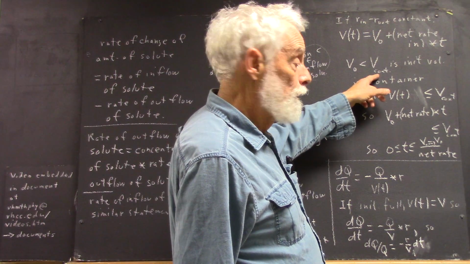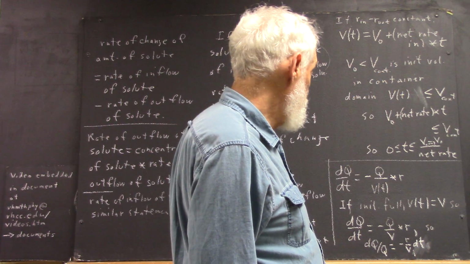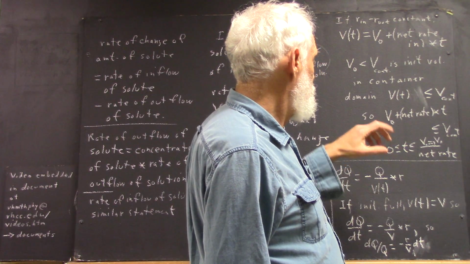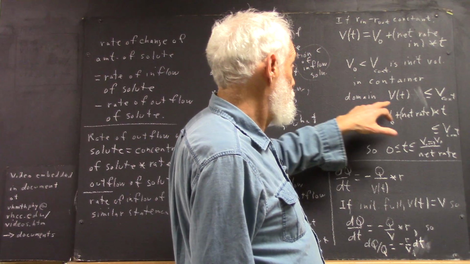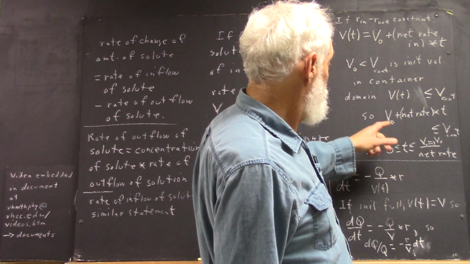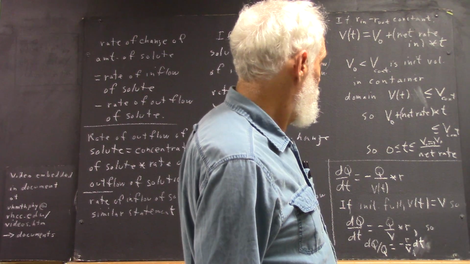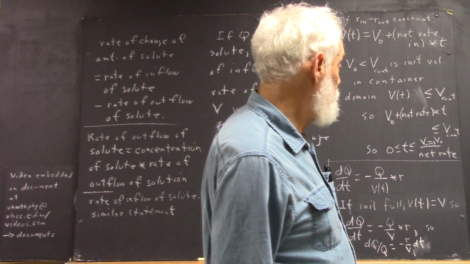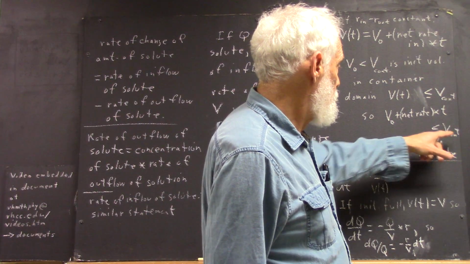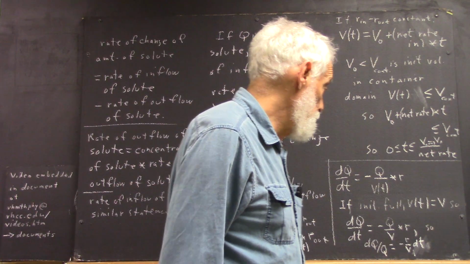If V naught, the initial volume in the container, is less than the volume of the container, then the domain of your V(t) function would be subject to the condition that V(t) is less than or equal to the volume of the container, which means that V naught plus the net rate times t is less than or equal to the volume of the container. And you can solve that for t very easily. And you get t from 0 to the volume of the container minus V naught, that's what this incomprehensible numerator says, divided by the net rate.